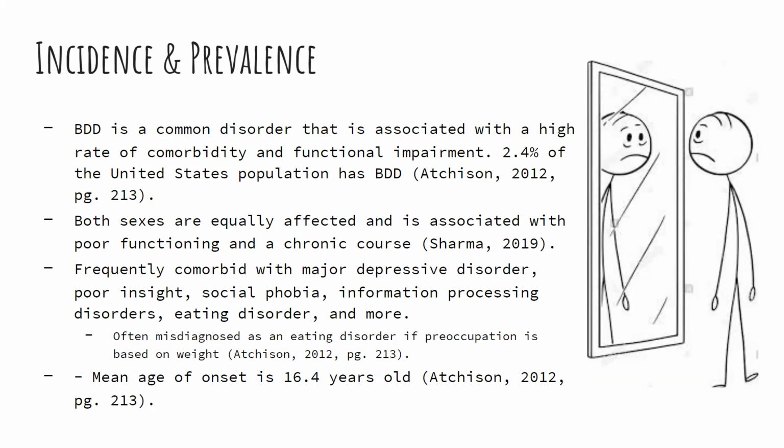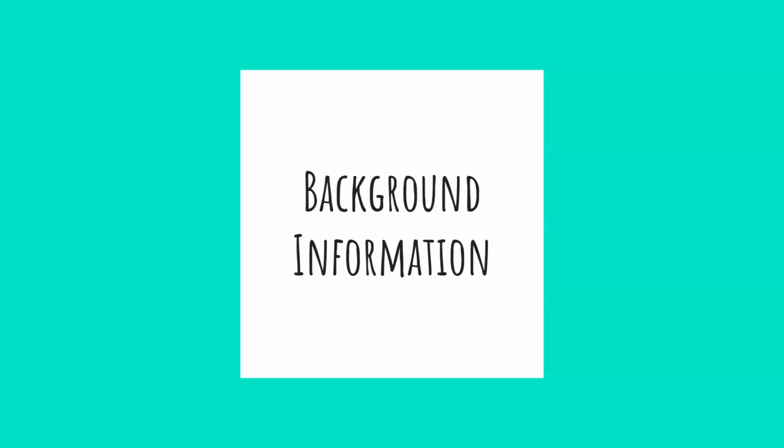BDD is often misdiagnosed as an eating disorder if preoccupation is based on weight. And the mean age of onset is 16 years old for the disorder. So you can already tell that it's extremely important to start treatment options as soon as someone is diagnosed with this disorder for better outcomes.